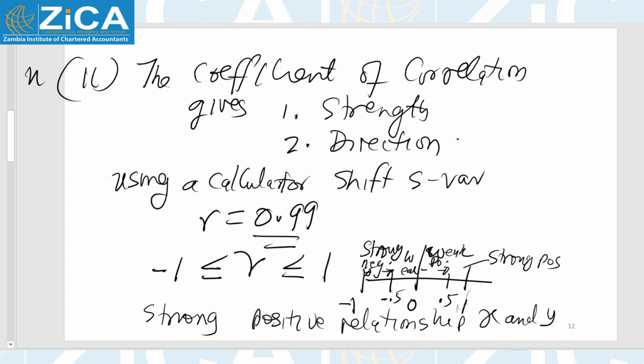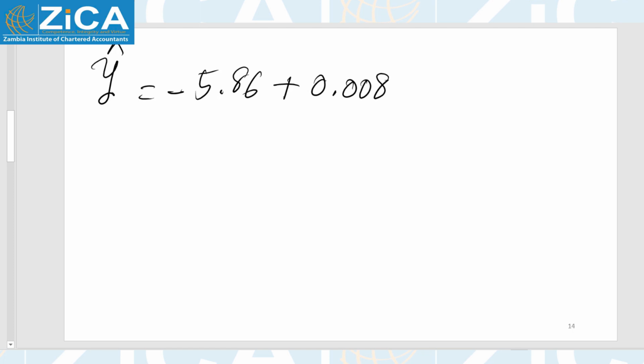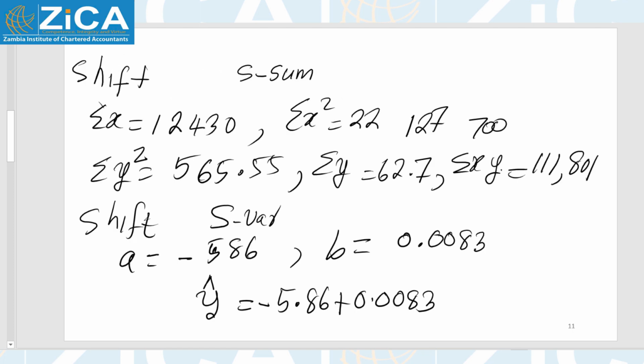The last question there, if you see, now they're asking you to use the line which you have come up with, the regression line, to make the prediction. Okay? Our line is here. So you are being asked to use it for prediction. Y hat being equal to minus 5.86 plus 0.0083.